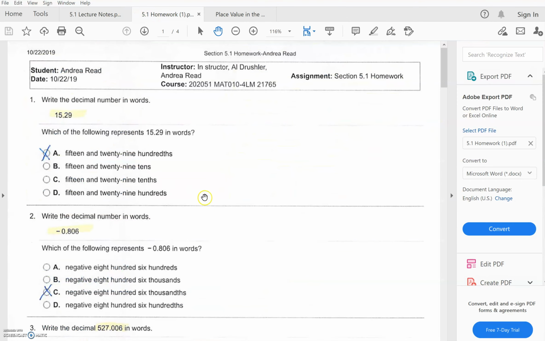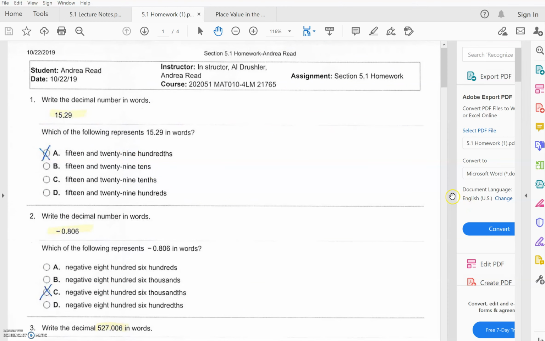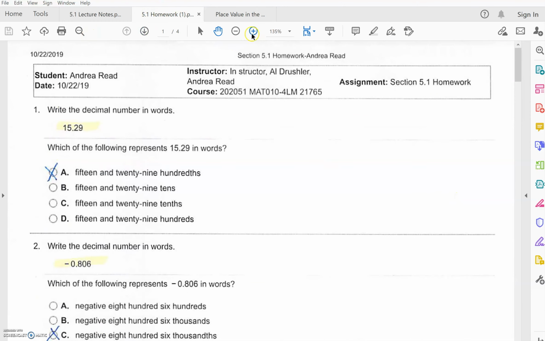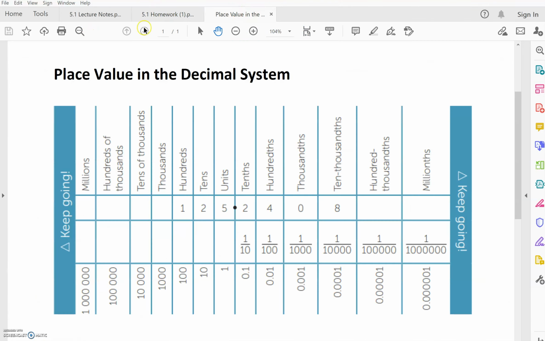So the other thing I want to talk to you about is the actual homework for 5.1. So we're going to take a look at that. And then I want to point out this place value in a decimal system. So this is in your announcement section with your lecture notes. And we know the homework notes is in the contents section under a read notes, homework notes, something like that. So if you look at this chart, if you look at the number here, it's 125.2408.